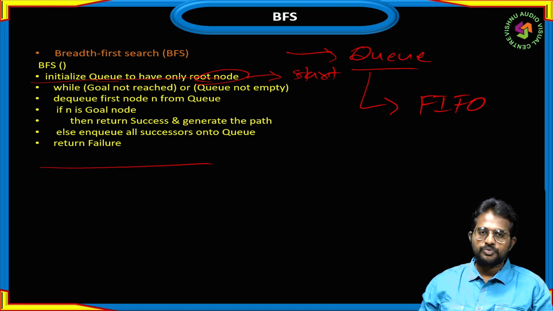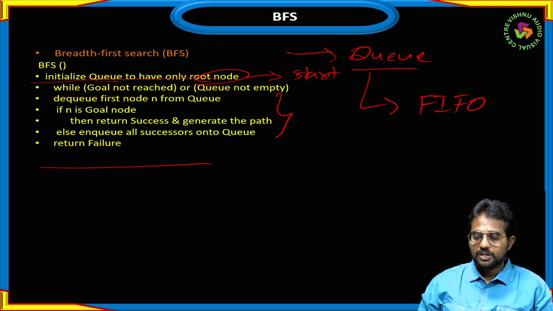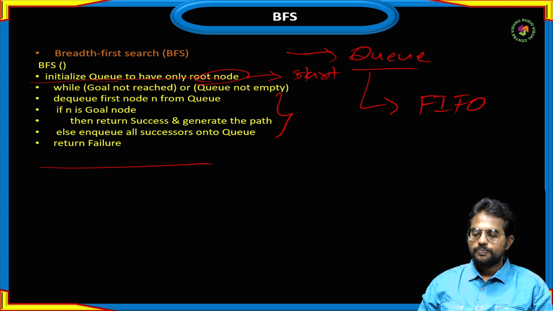While condition: I have to check whether the goal node is reached. If the goal node is not reached, and the queue is not empty, I have to execute these 4 statements. The first statement is to delete an element from the queue, so dequeue the first node from the queue.